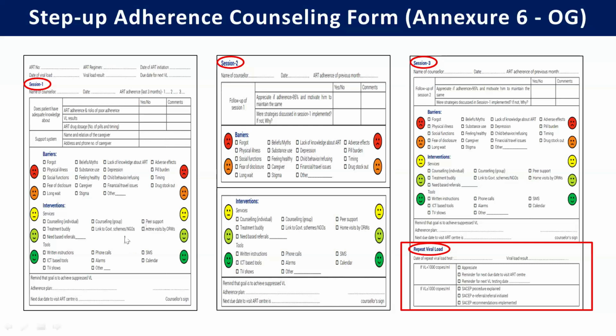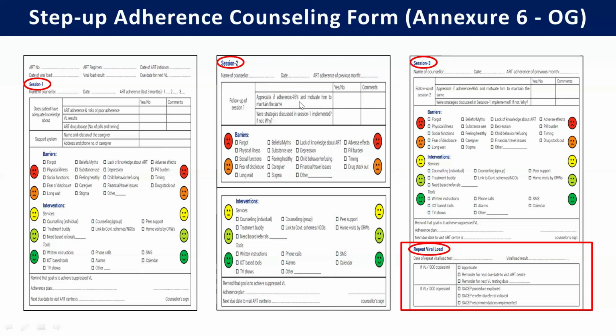So whatever interventions and instructions have to be given. Suppose the patient is forgetting, our counselors suggest alarms. They help the patient set an alarm on the mobile, or a calendar is given and the patient is asked to tick mark on it, or some SMS system is provided. Now when the patient comes in session two, the same counselor is facing the patient. He knows what the issues were last time, as he has documented them. In the follow-up of session one, he will again ask about adherence, calculate the adherence, and appreciate the patient if the adherence is more than 95%.